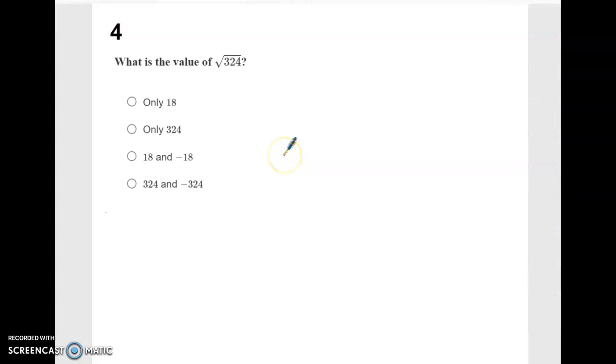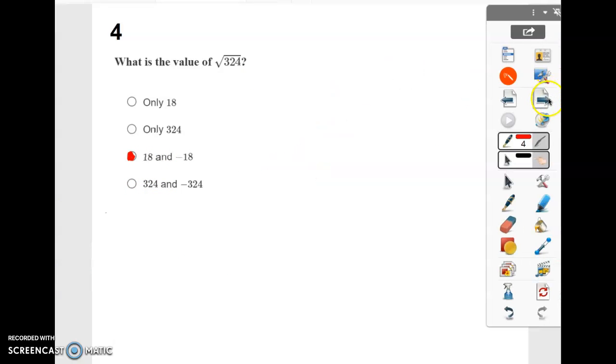What is the value of the square root of 324? Again, you should be using your calculators for these. You have access to Desmos. If you put in the square root of 324, your calculator will give you 18, but we know that negative 18 is also a square root, because negative 18 squared will give you 324. Your calculator won't tell you that, but it will give you the 18, and you need to know that negative 18 is also a square root.